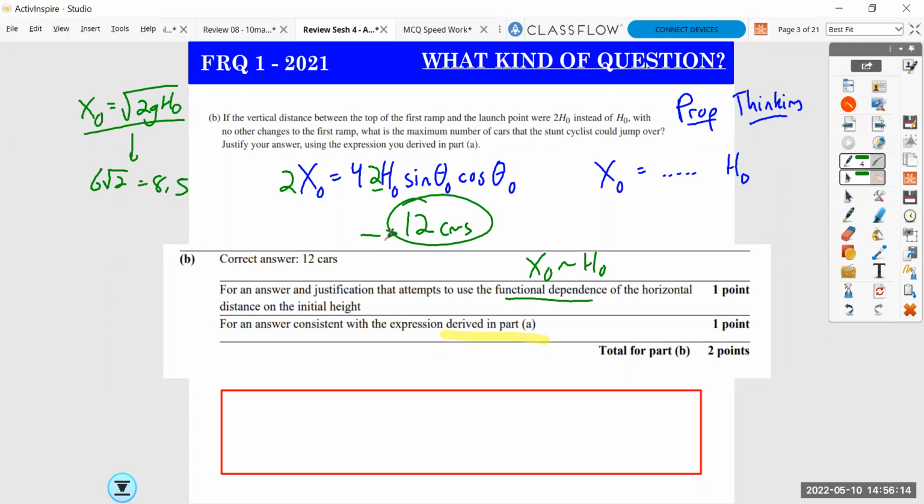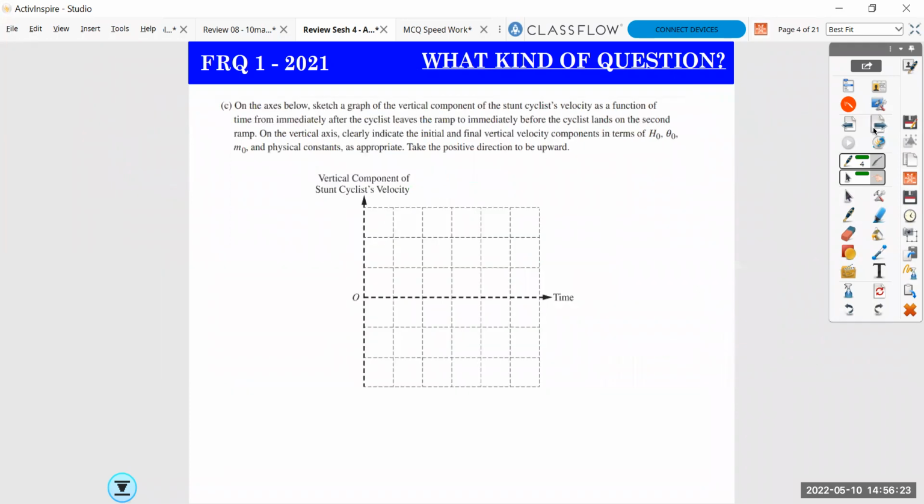So once you start solving something, just follow your gut. Don't second guess yourself, because if you do, you can wind up in a little bit more trouble. Last but not least, we want to draw a graph. Well, we know that our biker starts off at some positive velocity. It says on the axis below, sketch a graph of the vertical component, so just Vy. And I really would go through and read these and underline things and write little notes to yourself. Immediately after the cyclist leaves the ramp to immediately before the cyclist lands on the second ramp.